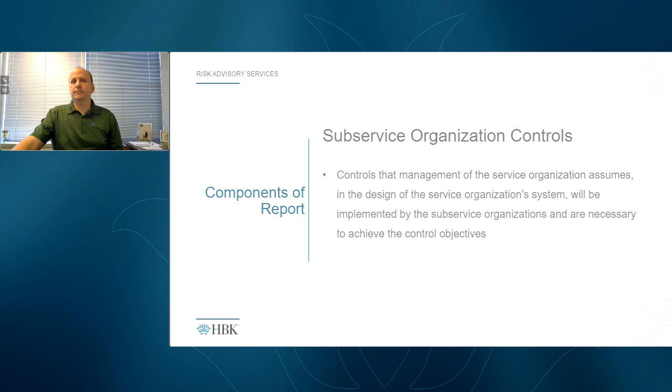The last area is subservice organization controls. So again, I talked about vendor subservice organizations. Here, if the subservice is carved out, there'll be a section related to subservice organization controls that are listed here. And these will essentially be the controls in place that management assumes that the subservice organization has in place and will be implemented to achieve the control objective. So again, important to review this and obtain an understanding as you're going through SOC 2 reports.